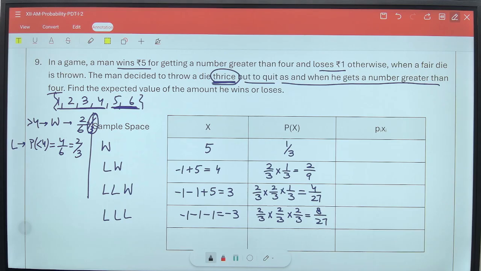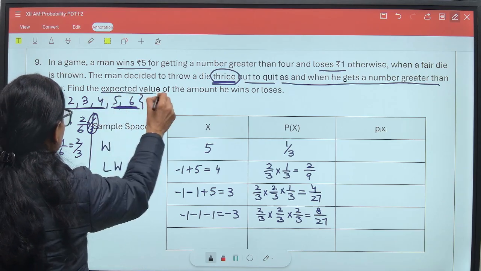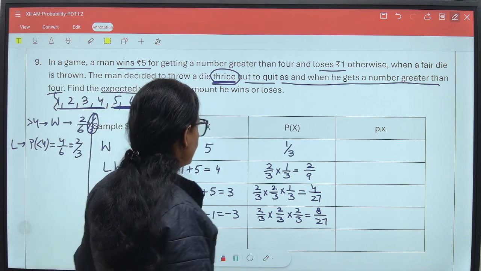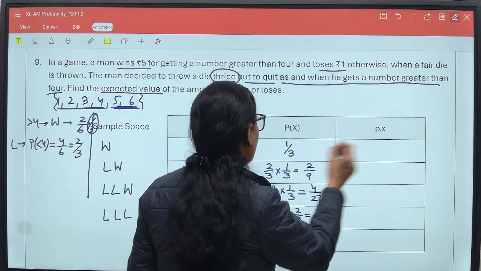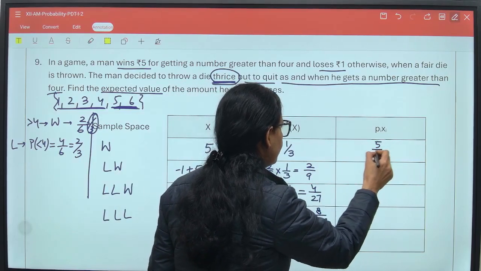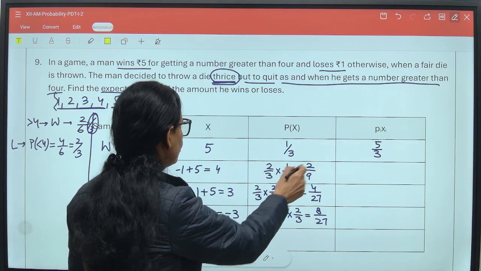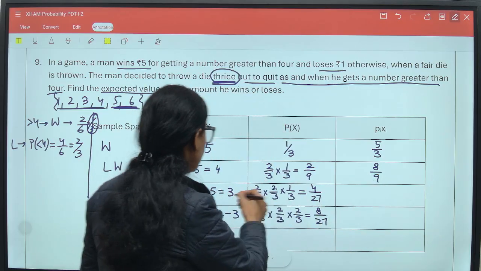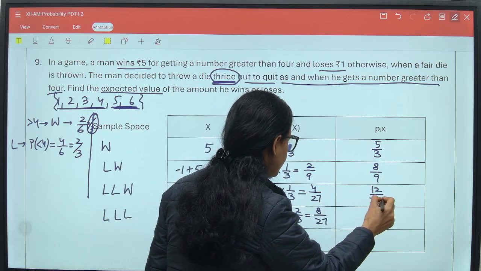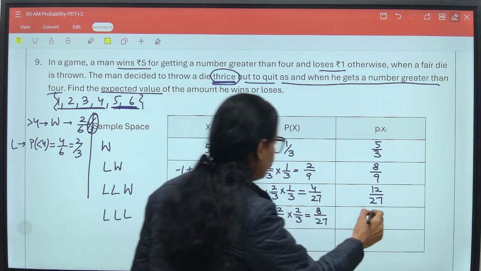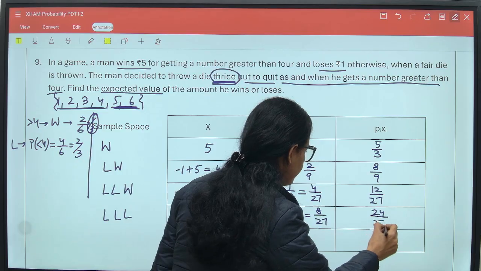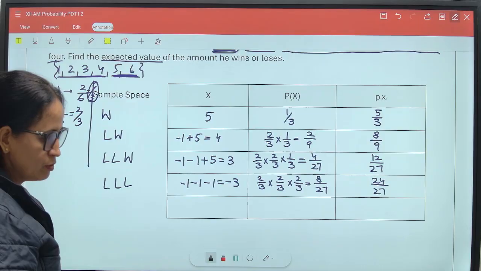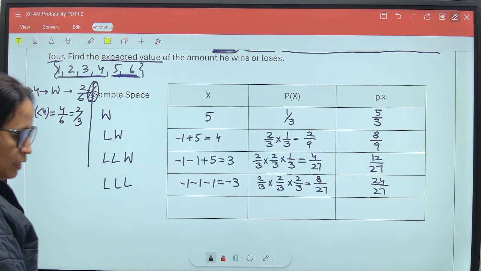Now what do we need to find? We need to find the expected value. Expected value means mean. Expected value of the amount he wins or loses. So how do we find? 5 into 1 by 3 becomes 5 by 3. 4 into 2 by 9, 4 eights, 8 by 9. 4 threes are 12, 12 by 27. 8 threes are 24, 24 by 27. So the mean is the sum of all these values. So let's add all of them together.